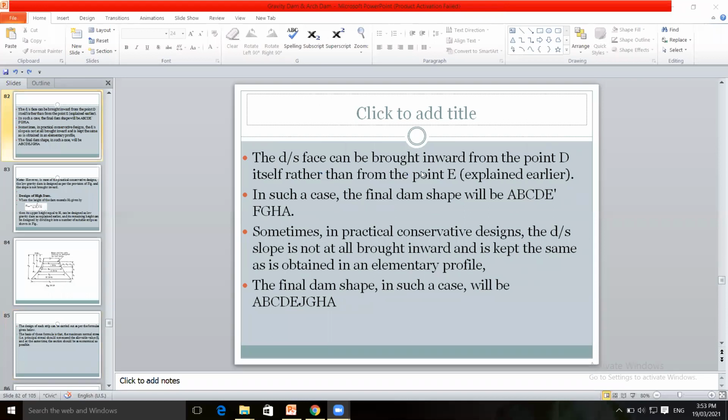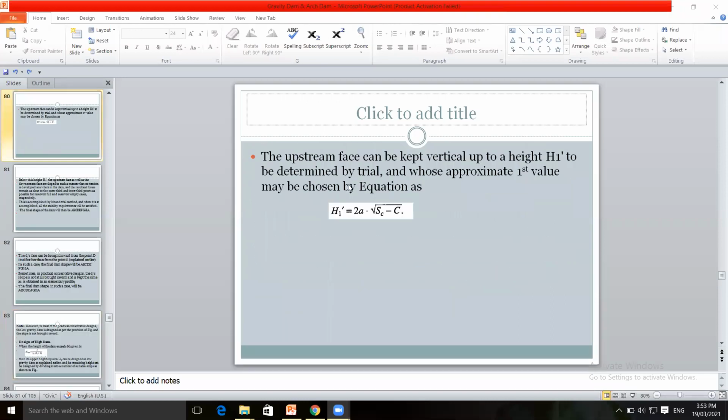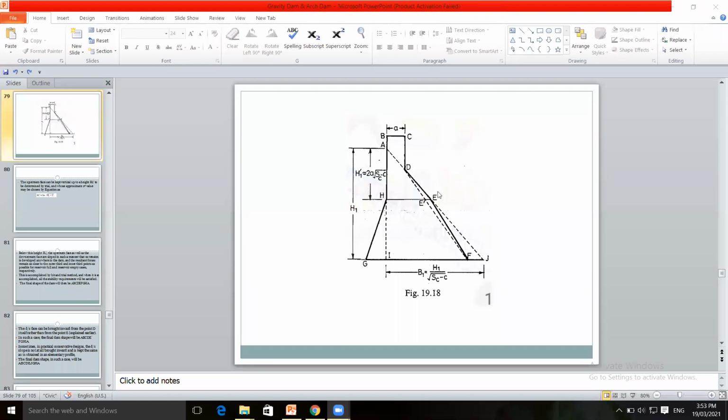The downstream face can be brought inward from the point D itself rather than from the point E. So the downstream face can be brought inward from the point D here. E to E1, it is shifted to E1 hash.